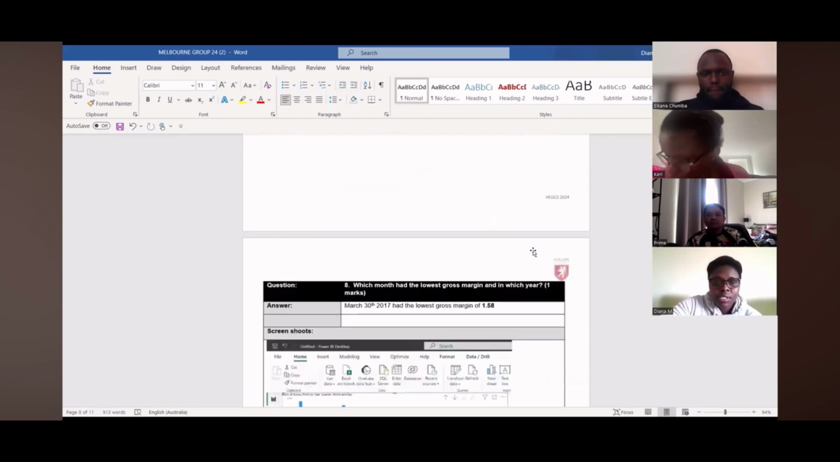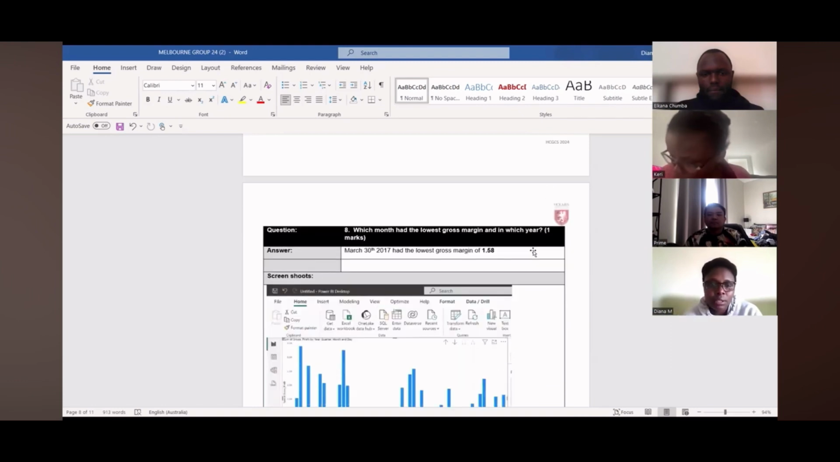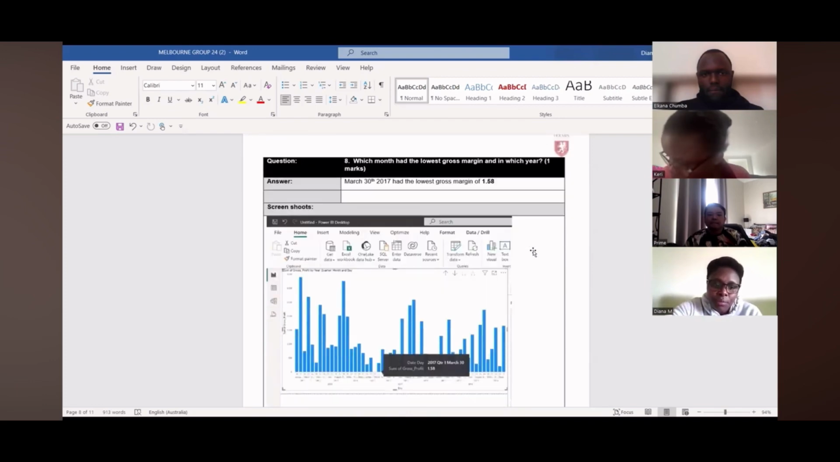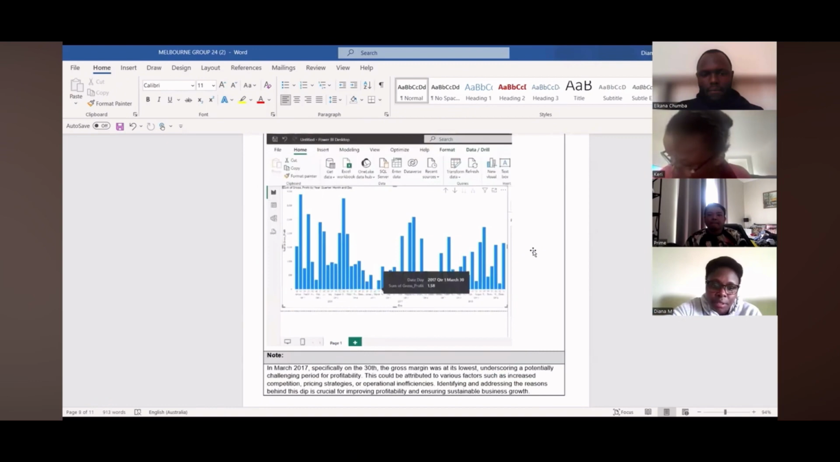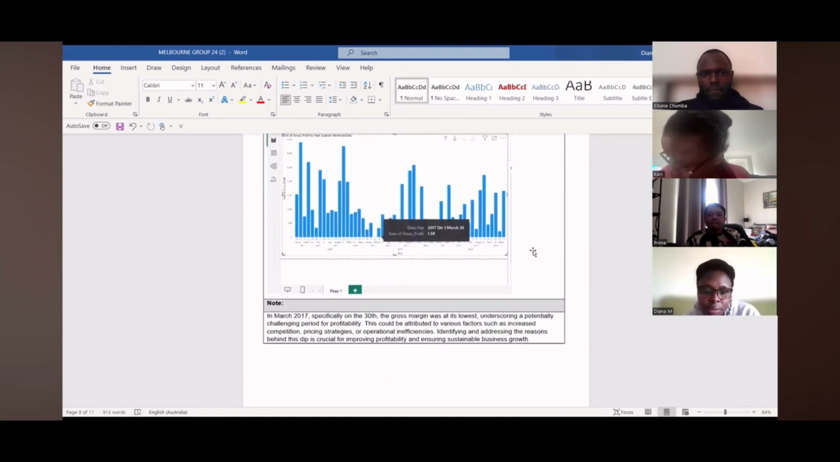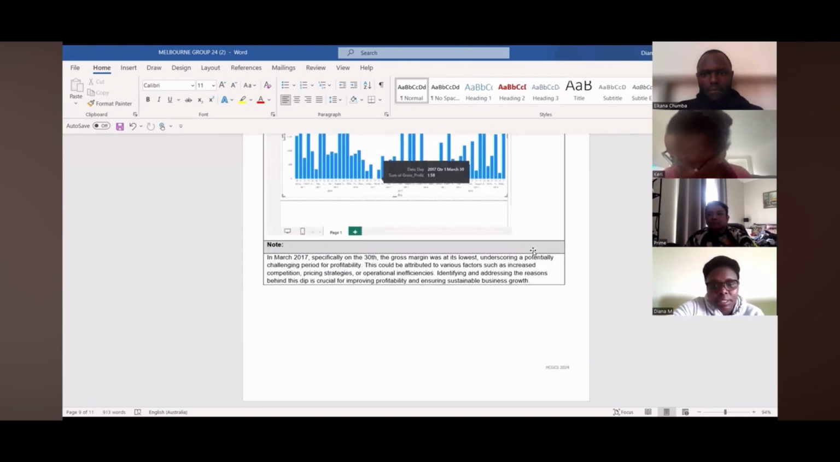Okay, moving on to question number 8. Which month had the lowest gross margin and which year was that? It's March 30th, 2017 that had the lowest gross margin. As we can see from the graph, the gross margin was at its lowest, underscoring a potentially challenging period of profitability. Identifying and addressing the reasons behind this is crucial to improving profitability and ensuring sustainability in growth.